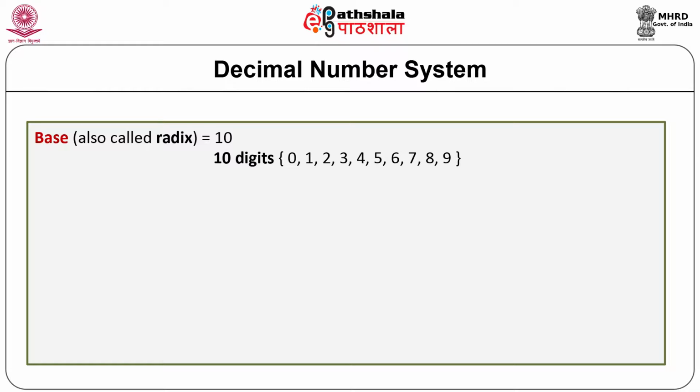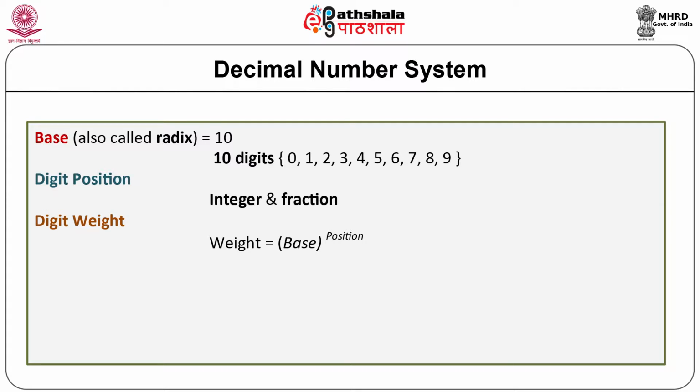There are 10 distinct digits, 0 to 9, to represent any quantity. For an n-digit number, the value that each digit represents depends on its weight or position. Digit position can be an integer or a fractional part. Weights of digits are based on powers of 10. Thus we have the relation: weight is equal to base raised to position. The digit weight is based on power of 10 and positions can be 0, 1, 2, 3 before the decimal point and -1, -2, -3 after the decimal point.